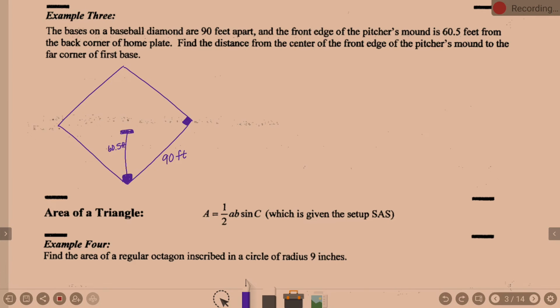Find the distance from the center of the front edge of the pitcher's mound to the far corner of first base. That's what we got. I think that looks great. It's not half bad. I'll take it. I've done a lot worse.